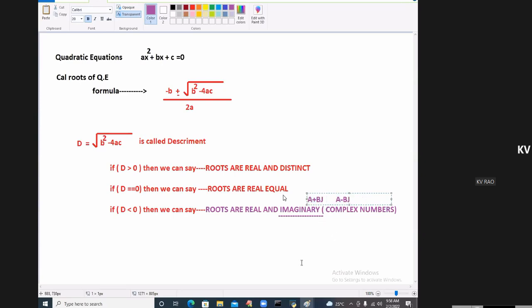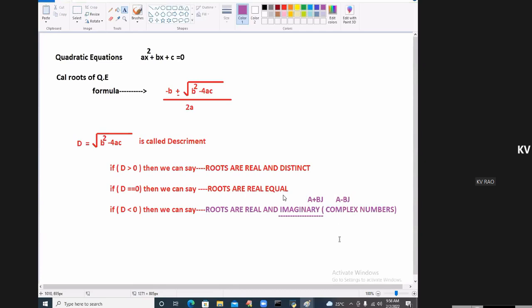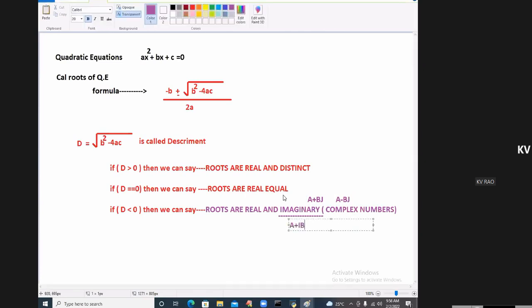A is called the real part. B is called the imaginary part. J is called the square root of minus 1. In our mathematics, you might use a plus ib, or a minus ib. But in Python, that is called invalid. My dear students, these are called invalid, and this is called valid in Python.